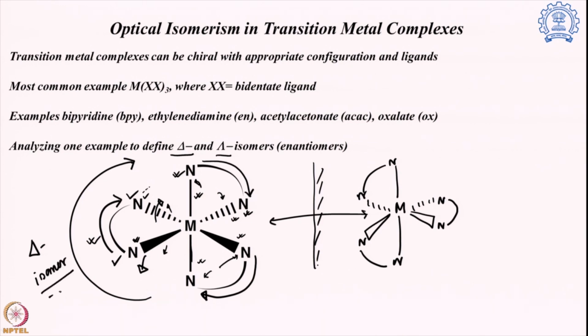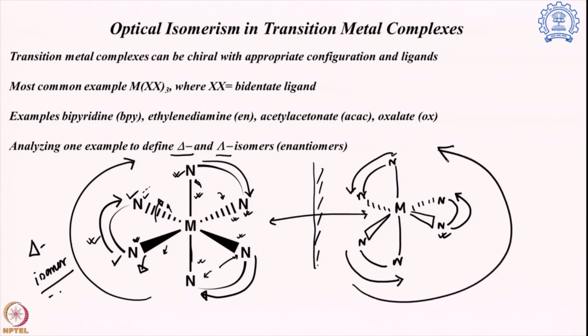what happens to its mirror image? In the mirror image you can see, if I take this one from top to bottom, I am moving left hand side. This is top, this is bottom. So again I am moving left hand side, again moving left hand side. So altogether I am moving the opposite way, which is expected because this is the mirror image of each other. So this is known as the lambda isomer.